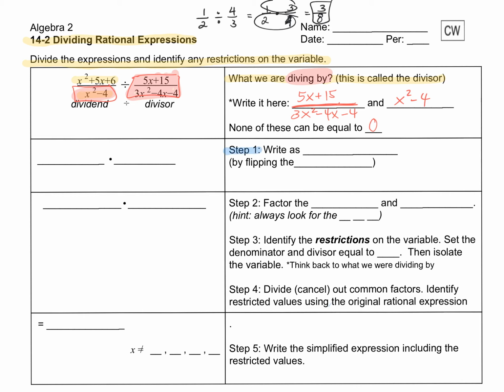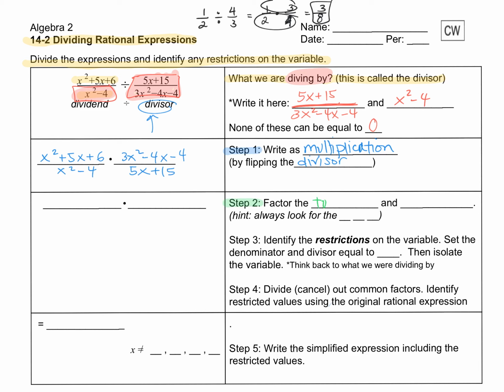Step 1, write as multiplication. Just like the little mini example we did on the top, when I am dividing fractions, I want to rewrite as multiplication. So the first part stays the same, but the second part, the divisor, that one we're going to flip. So I'm going to put 3x squared minus 4x minus 4 up top, and then 5x plus 15 on the bottom.